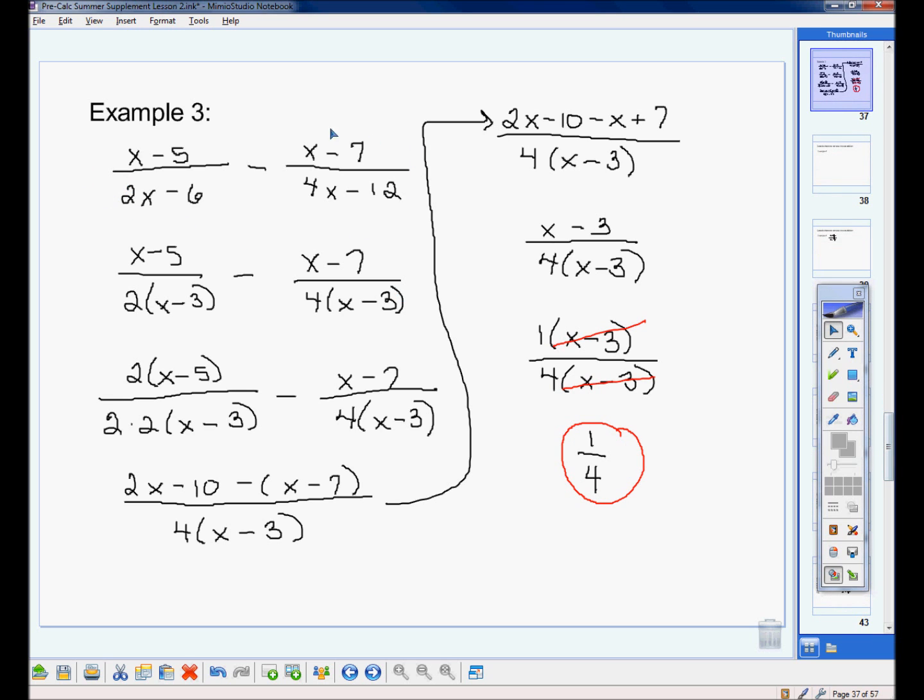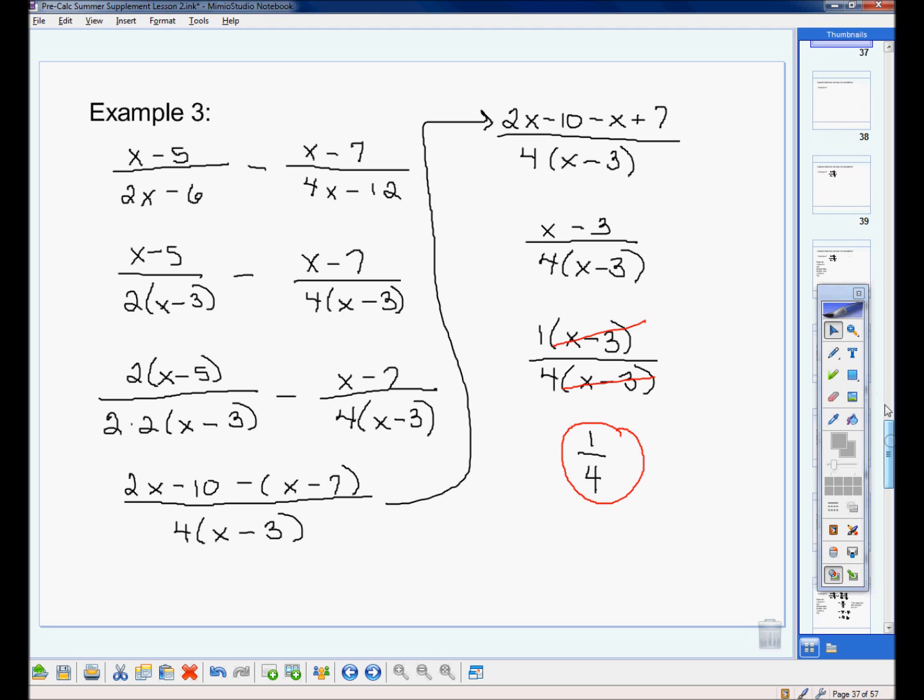As unsimple as this looked, it does simplify down to just a simple answer of 1/4. Now, we did talk in the last section about there being some exclusions. X would not be allowed to be 3. Just kind of tuck that in the back of your mind. This does simplify to 1/4 as long as x isn't 3. That'll become more important when we get into lesson 3. But for right now, just tuck it in the back of your mind.